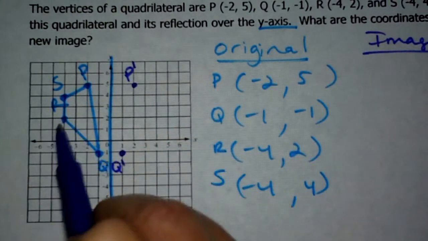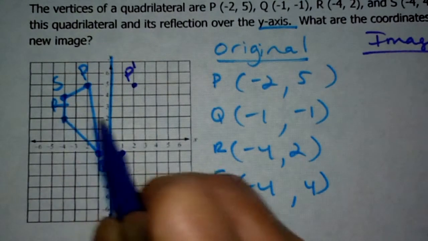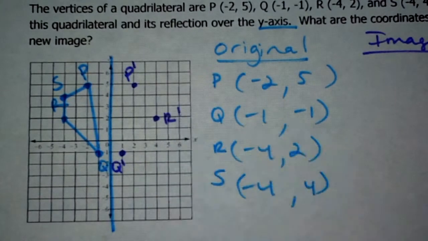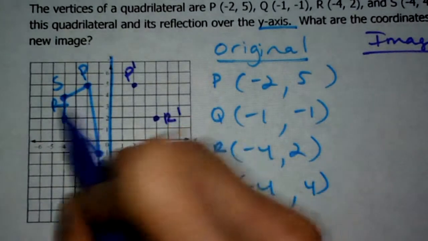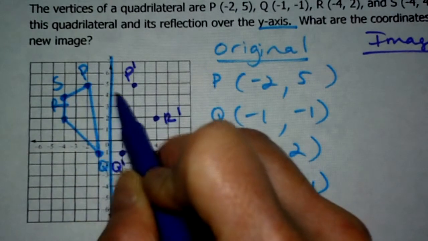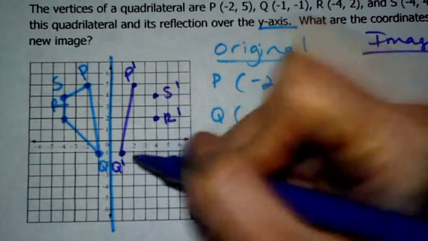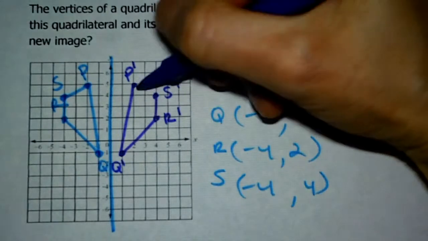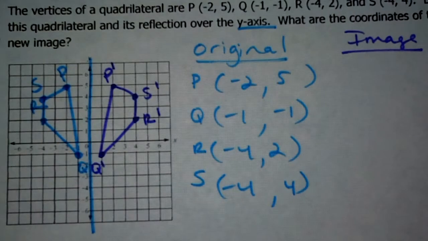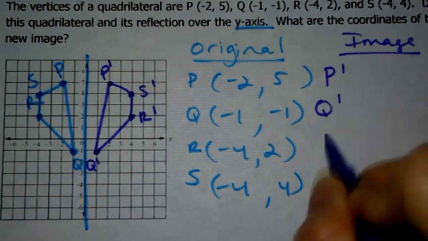To get to R, it looks like R is 2 up and then 1, 2, 3, 4 away. So I want to go 1, 2, 3, 4 away on the other side here. And to get to S, it looks like S is 4 up and then it's 1, 2, 3, 4 away as well. And we'll connect those and let's take a look and make sure it looks like a mirror image. Does it look like this quadrilateral is looking in the mirror? It does to me too. All right, now to list out the coordinates, because that's what we are supposed to do.